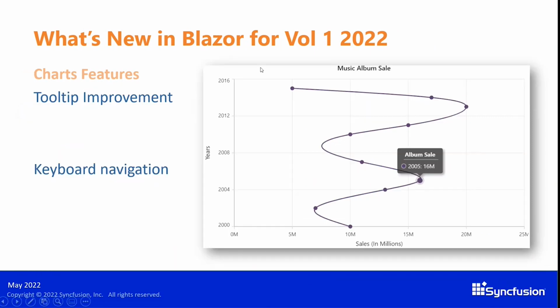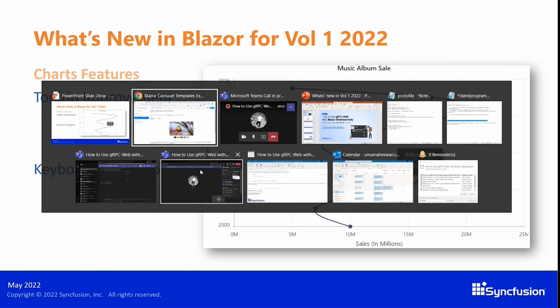And next, tooltip improvement has been made to have some smooth transitions whenever you move from one point to another point. And also the appearance of the tooltip has also been improved. So all these improvements are smaller updates made to the charts component, and the keyboard navigation support has also been provided so that now you can make use of the key configurations to navigate between the interactive elements of the charts. So let's have a look at the examples from the sample browser for these features.